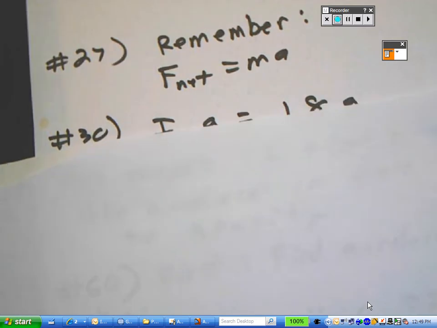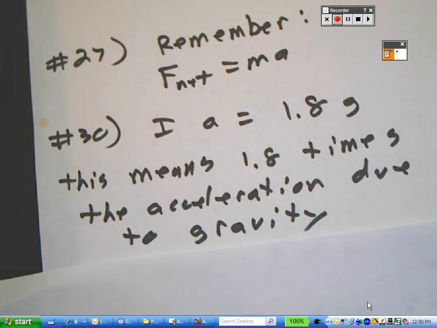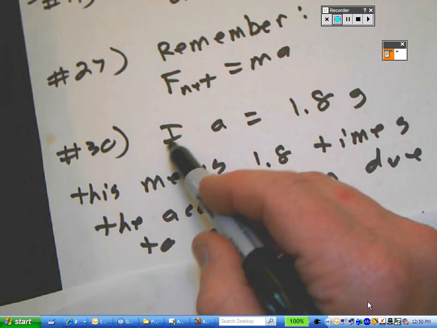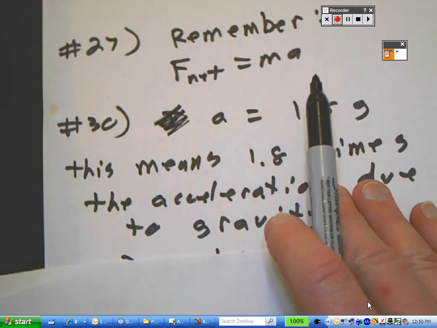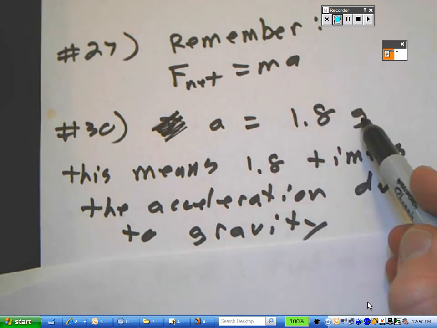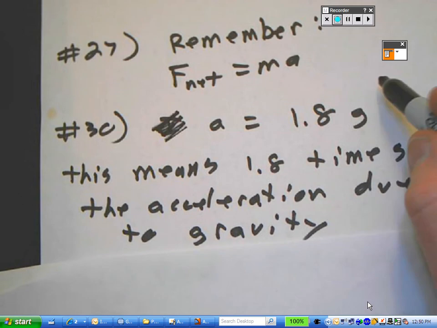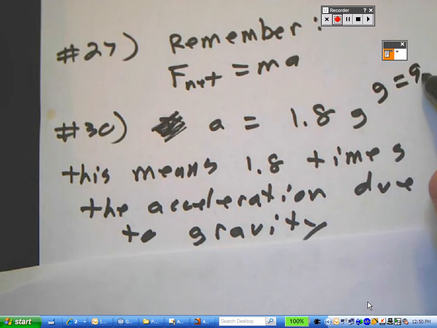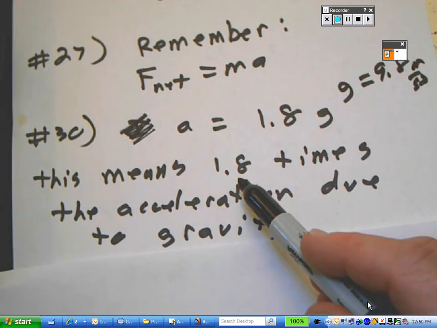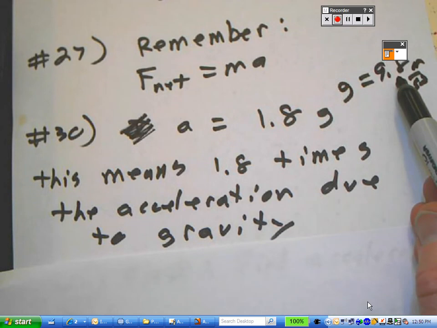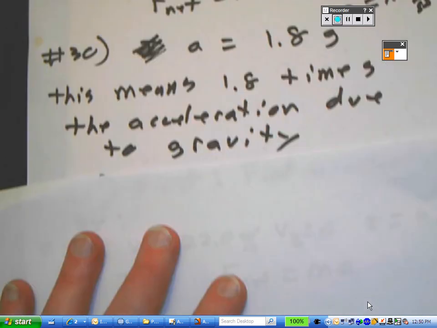Again, you're going to use F equals ma. The important feature here for number 30 is they give you the following information. They tell you that the acceleration is 1.8 times g. Now you remember that g is the acceleration of gravity, which is 9.8 meters per second squared. So basically what they're doing is they're telling you the acceleration is 1.8 times that acceleration due to gravity. Then the rest of it is pretty straightforward on number 30.